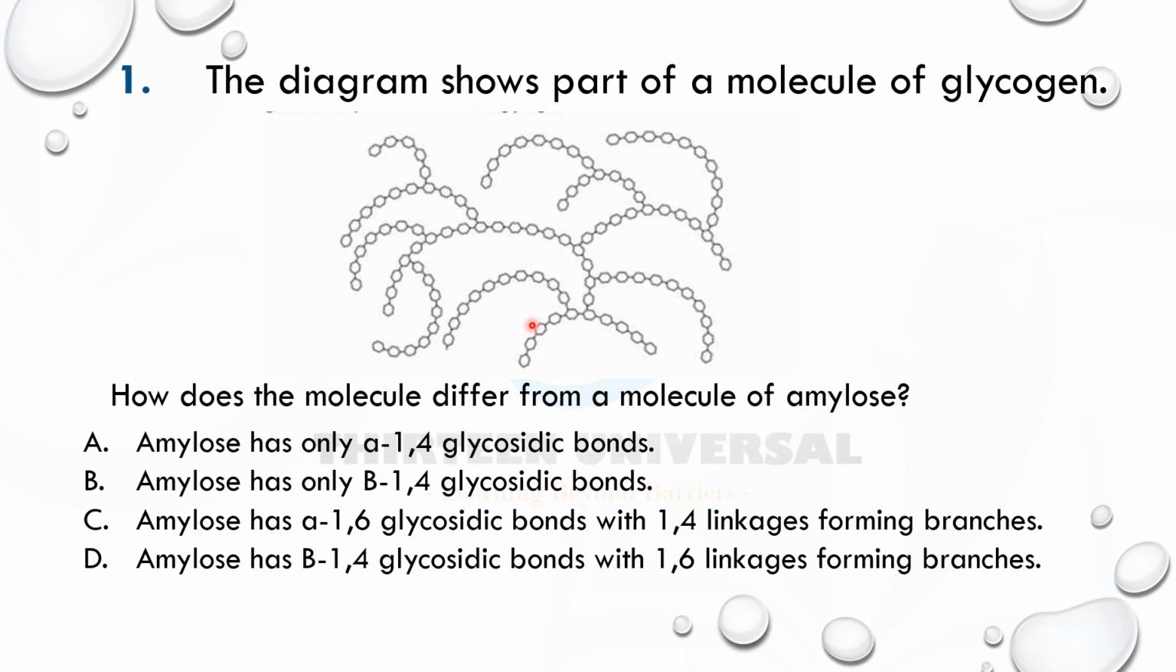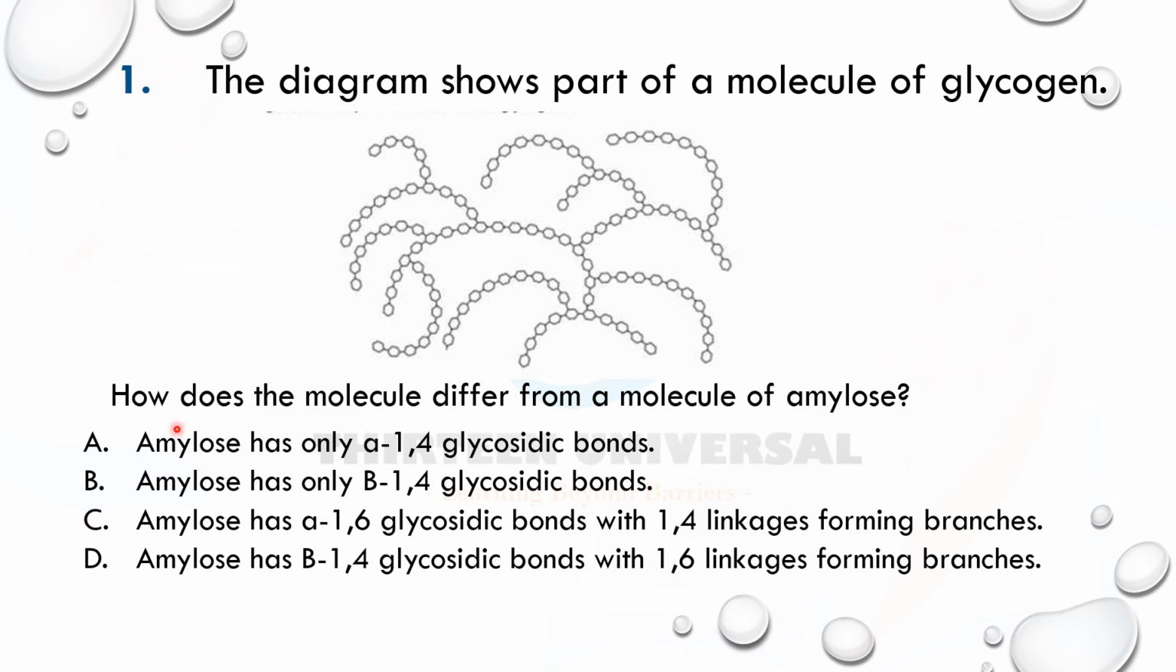Let's look at it. Both of them are made up of alpha glucose. So if you look at the options, look at the first option: amylose has only alpha 1. This is alpha, this is alpha. Look for alpha. The ones that have beta, remove them, because it's only cellulose that is made up of beta glucose. So our options are narrowed to A and C.